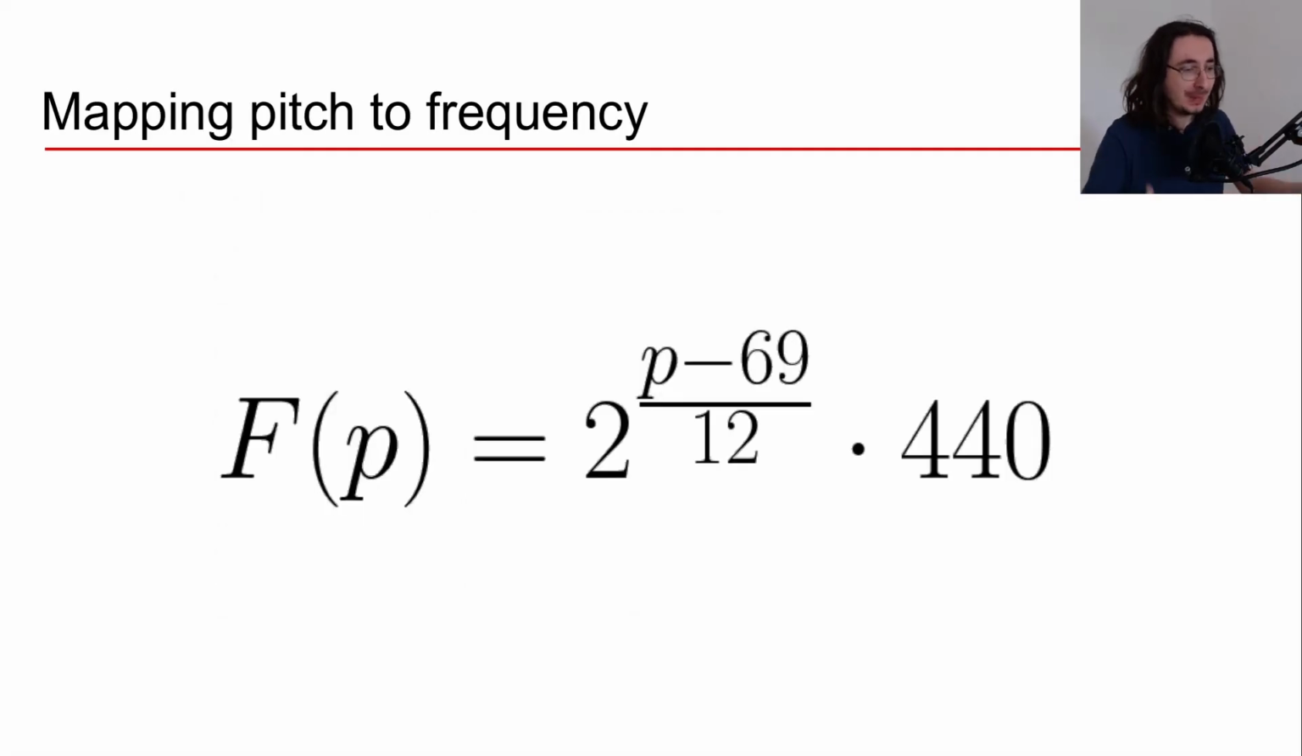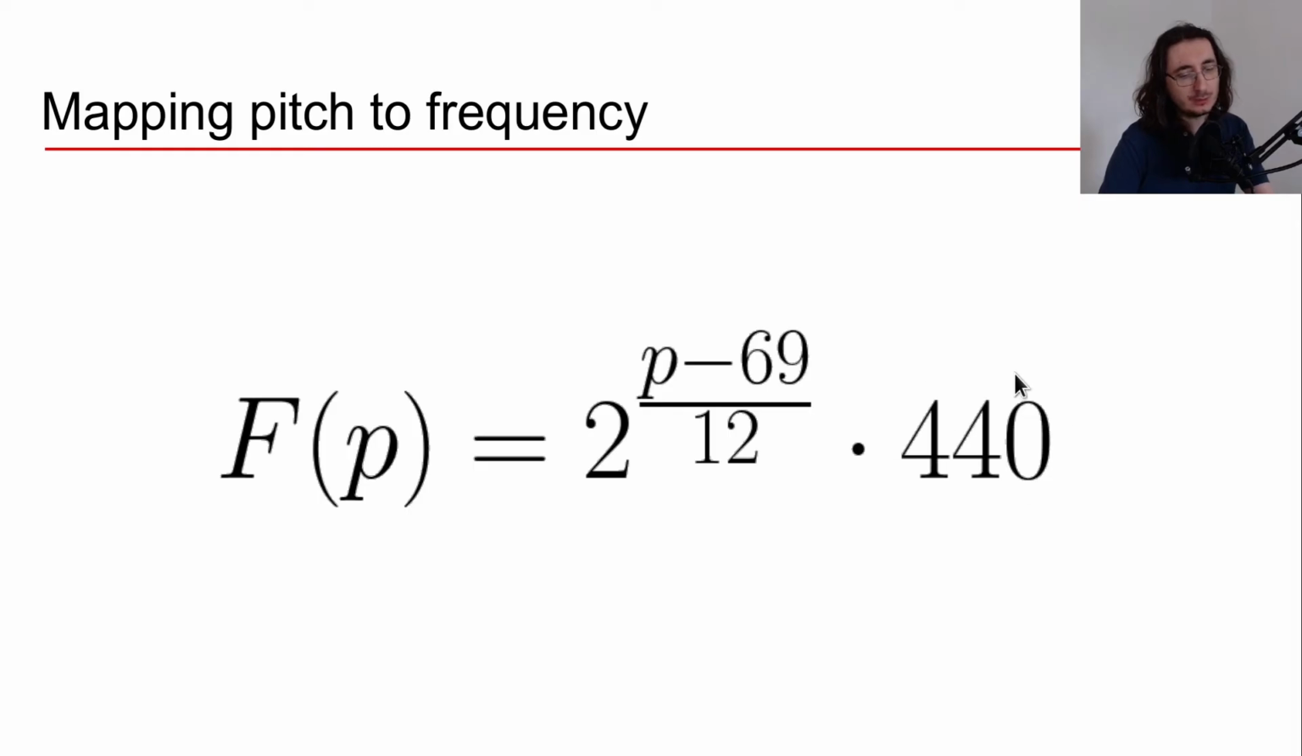Okay, so how do we map pitch onto frequency? Here we can use a very simple equation. So you have this frequency f as a function of p, which is the pitch, and we'll pass the pitch in as a MIDI note. And here you have this nice function. So you have 2 to the power of (p minus 69) divided by 12. And all of this is multiplied by 440.